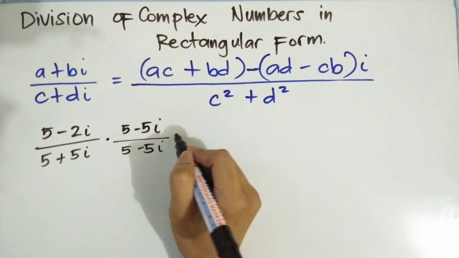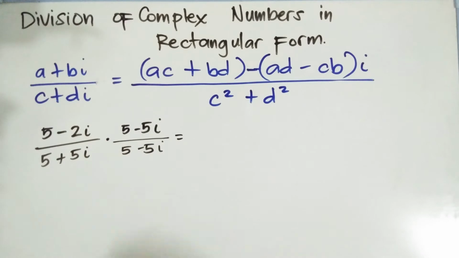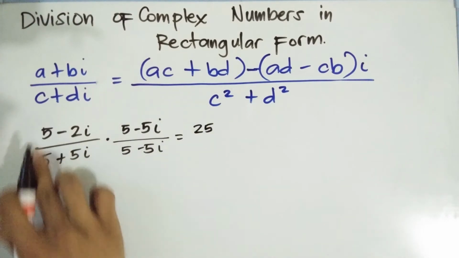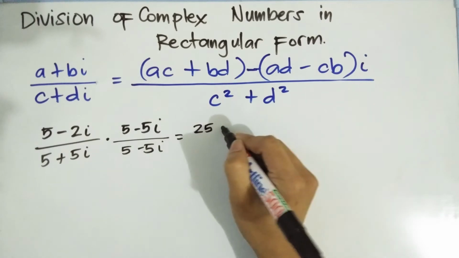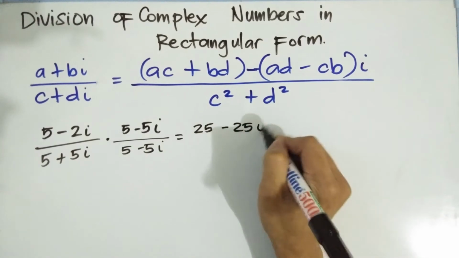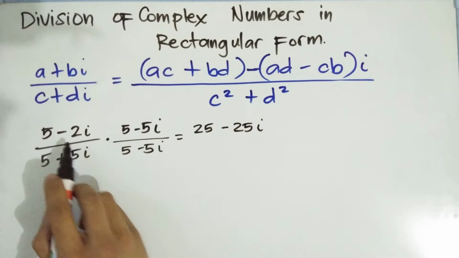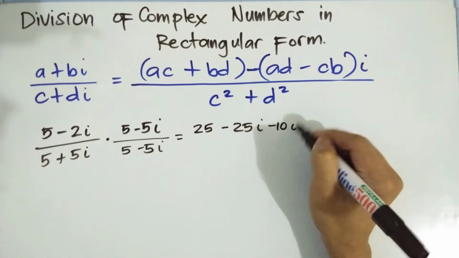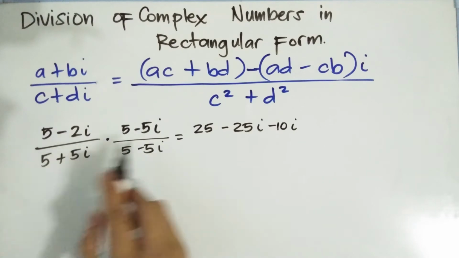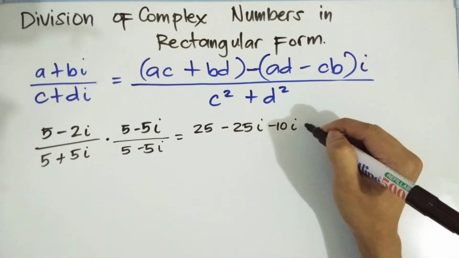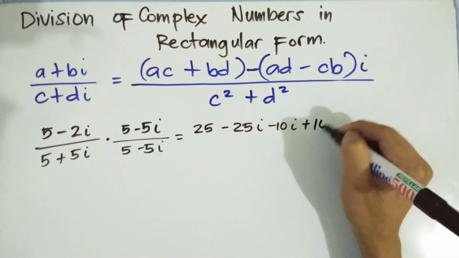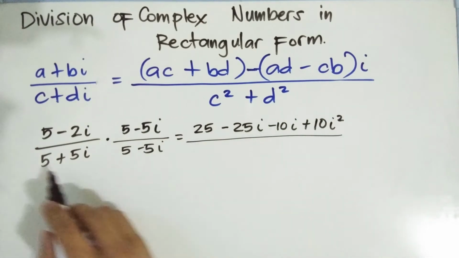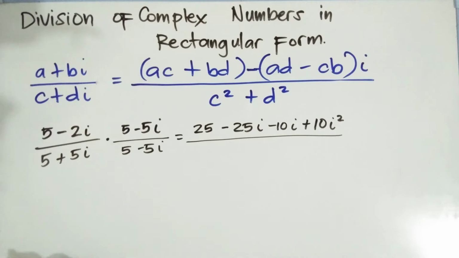So for the numerator, we will use FOIL method. That would be 5 times 5 is 25. 5 times negative 5i is negative 25i. Negative 2i times 5 is negative 10i. Negative 2i times negative 5i is positive 10i squared.